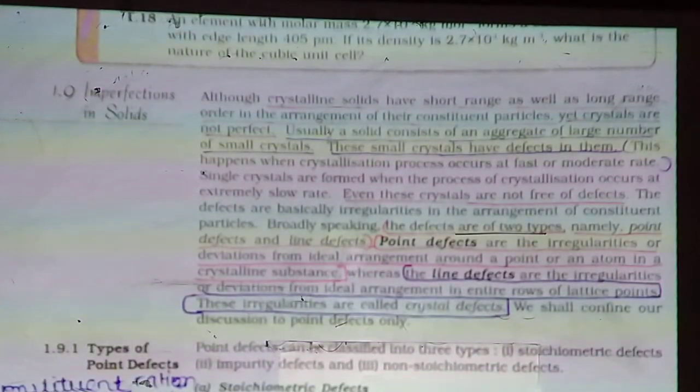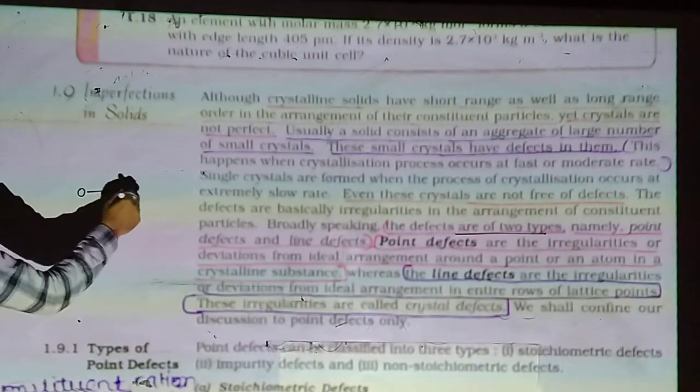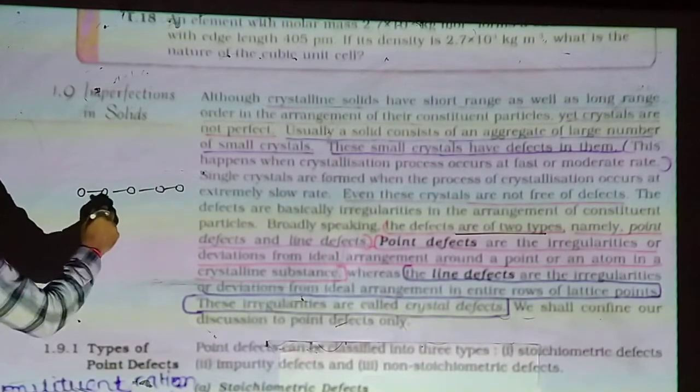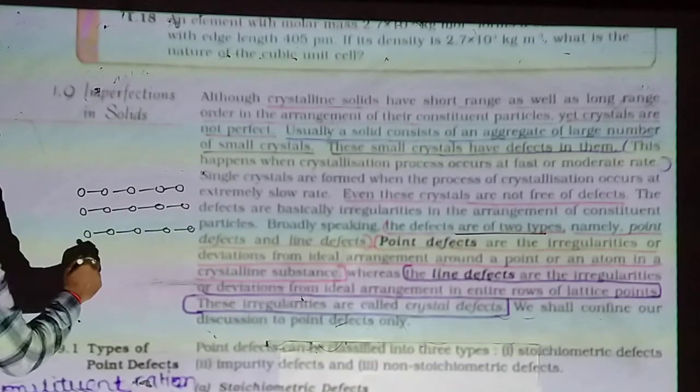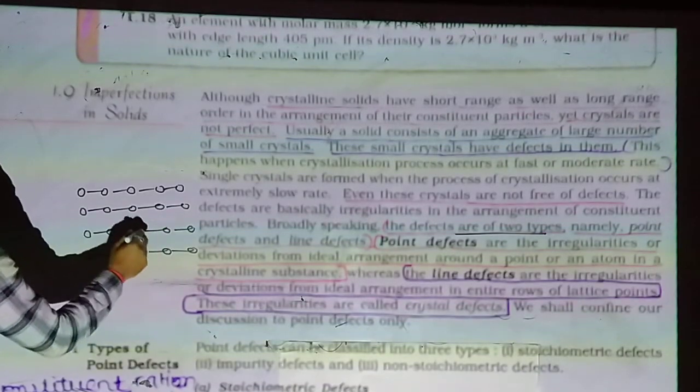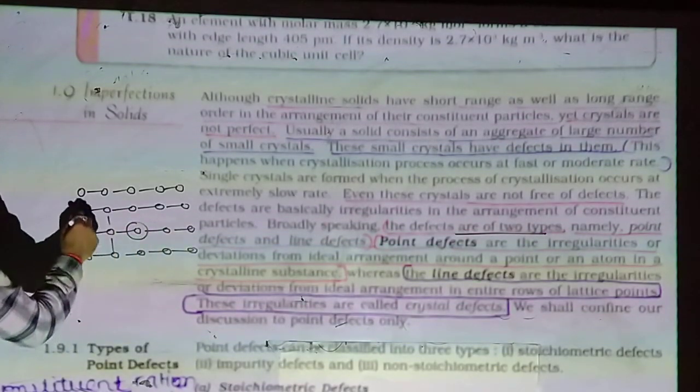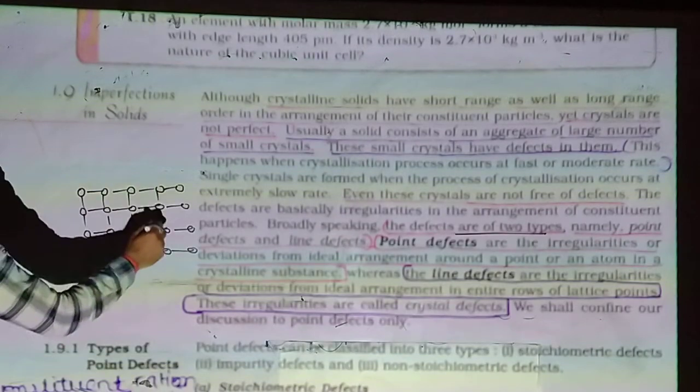Point defects are the irregularities or deviations from ideal arrangement around a point or an atom in a crystalline substance. In the regular arrangement of lattice points, irregularity occurs around a lattice point. So that is called a point defect.